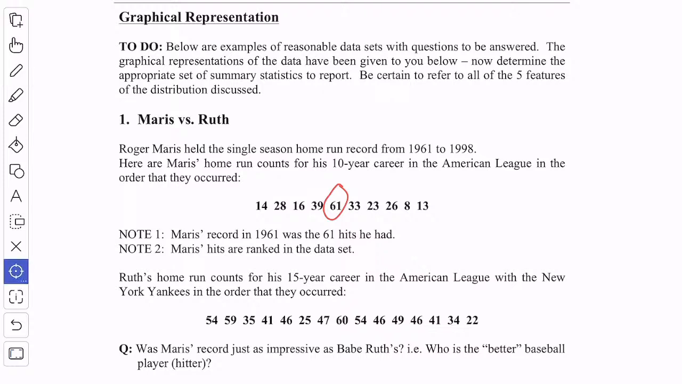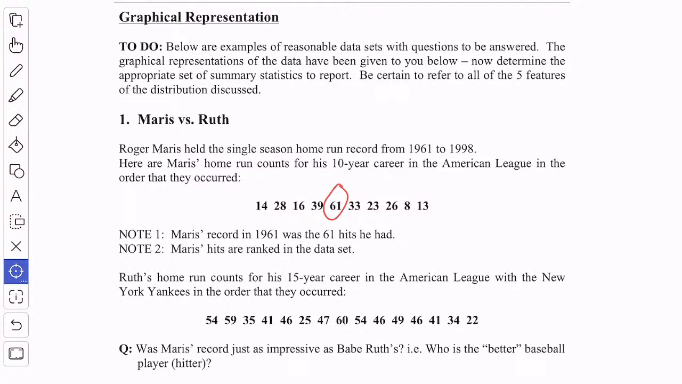So using a single value in the record books, Maris superseded Ruth in the 60s. Ruth was playing baseball in the 30s and 40s, and Maris was in the 60s to the 90s. So with a single value, it looks like Maris is the better hitter, but you have a whole distribution here, right? This is the importance of calculating or presenting the 5 features to make an argument.